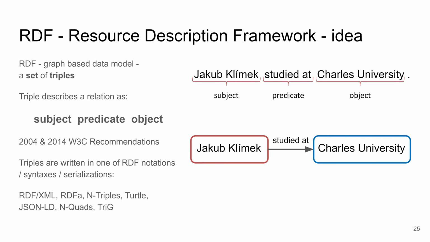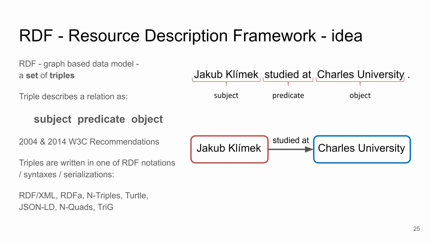And the important keyword here is that it is a set of triples, which means that there are multiple triples in the graph data model and there is no ordering relation among them. So it doesn't matter which triple goes first in some serialization and which goes second. They all together represent the graph, which can be imagined as the graph drawing, again, which we saw in the initial example. Each triple consists of a subject, a predicate, and an object. For instance, Jakub Klimek studied at Charles University.